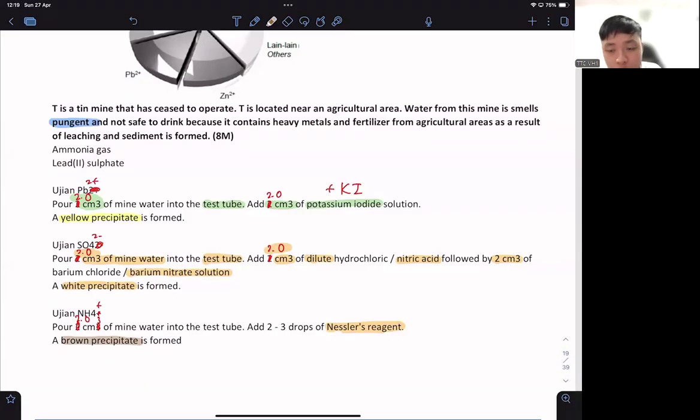I think here don't have the nitrate salt. Okay, no worries, I'm trying to find the nitrate salt test. Okay, done. No worries, can I write first?